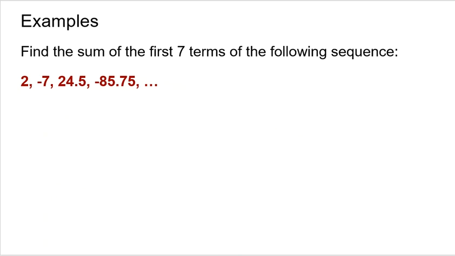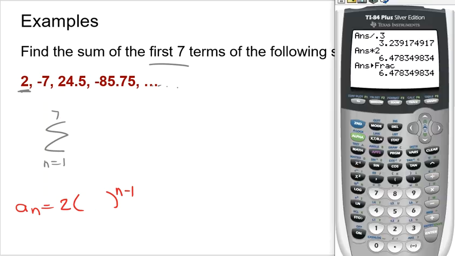All right, find the sum of the first 7 terms. Okay, well, let me write my summation notation first. They want me to start with the first term. That's right here. And they want me to end with the 7th term. That's somewhere down this line. All right, so now real quick, let me come over here and do my dirty work. Let me find my formula. So I'm going to take the first term, 2, times my common ratio to the n minus 1. The only problem is, what the heck is my common ratio?